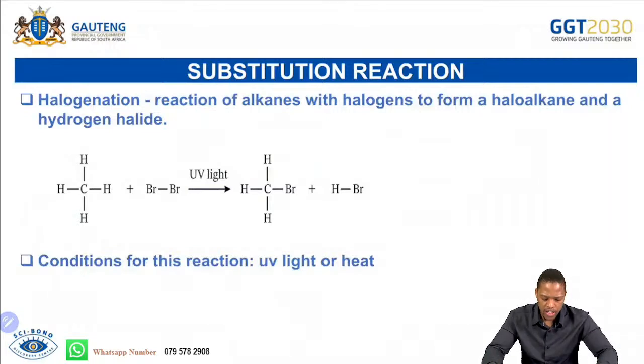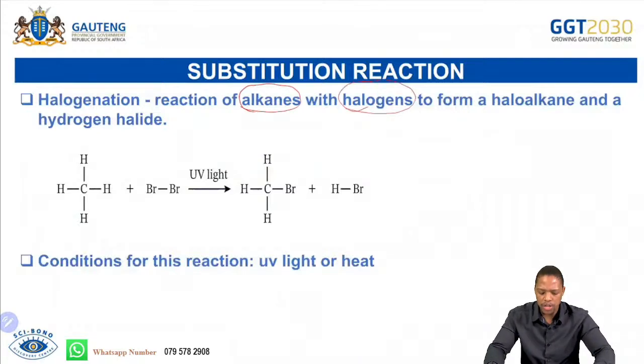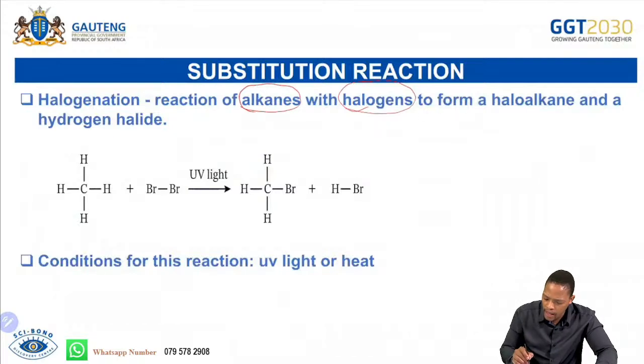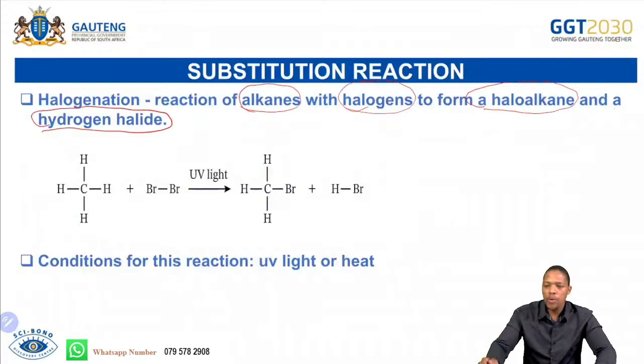So in halogenation, in a substitution reaction, because we also have halogenation in addition, that's when we have a reaction of an alkane, right? And then this alkane is reacting with a what? A halogen. Hence we are calling it halogenation, because a compound is reacting with a halogen. But here we are forming a what? A haloalkane and a hydrogen halide. So here we cannot have one compound being formed, because we were not breaking any double bond.